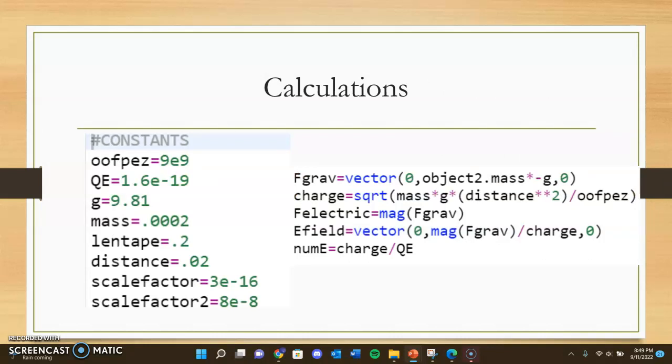Here are the calculations I used for the previous slide. I did them by hand, and I also checked them through the coding software. On the left I have the constants, which I put in: the mass, the length of the tape, the distance, and g. On the right are my actual calculations. For the charge, it's the square root of the mass times g, which is the force of gravity, times the distance squared, divided by 9e9. Through using all of these formulas, that's how I found all the numbers.